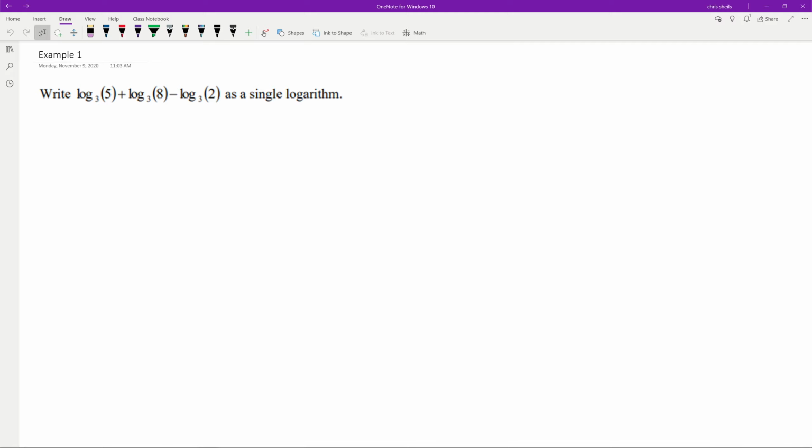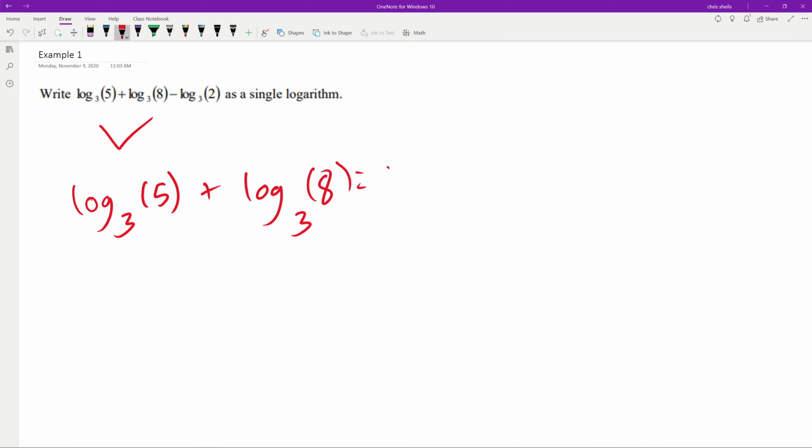Write log base 3 of 5 plus log base 3 of 8 minus log base 3 of 2 as a single logarithm. So the first thing I want to do is let's go ahead and use our sum of logs property on these first two here. Log base 3 of 5 plus log base 3 of 8 is log base 3 of 5 times 8, which is log base 3 of 40.